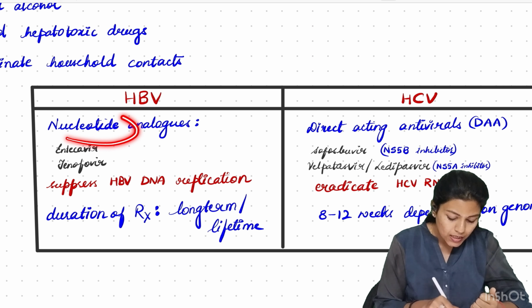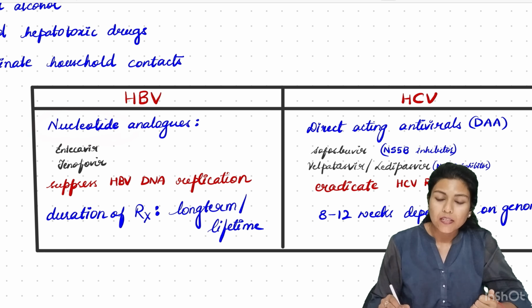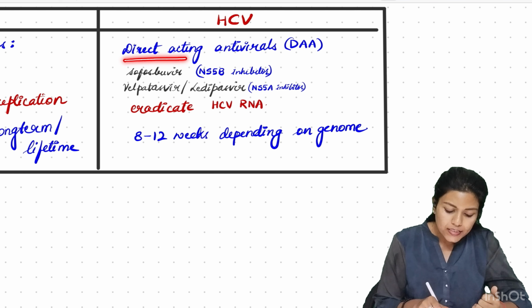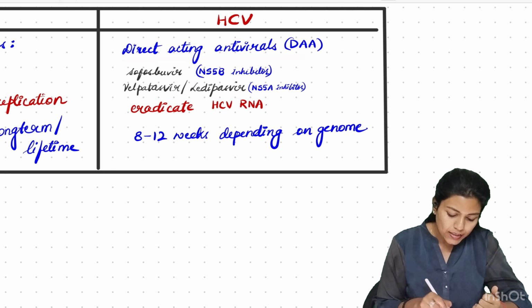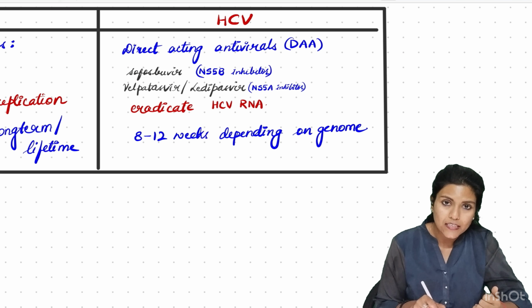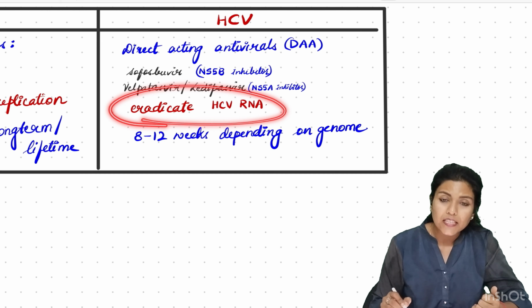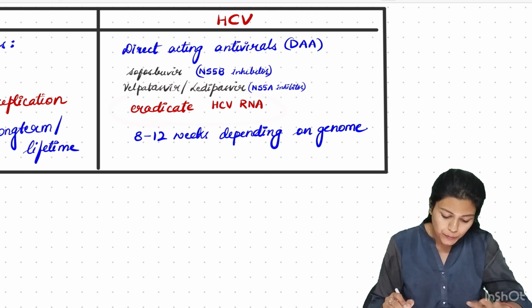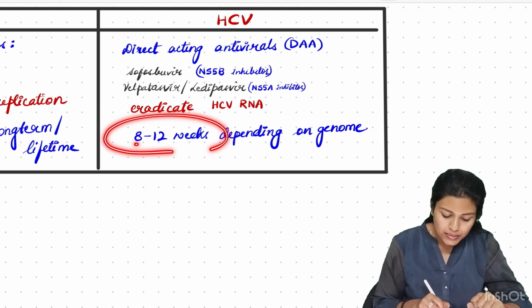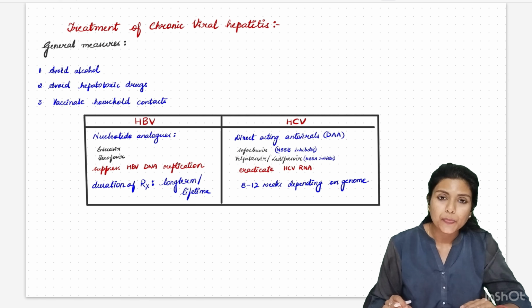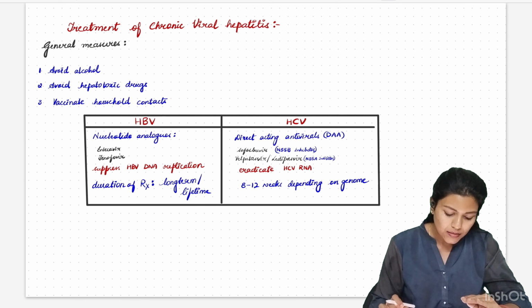So, nucleotide analogues are prescribed in hepatitis B virus, and for hepatitis C, direct acting antivirals are given, like sofosbuvir, that is an NS5B inhibitor, and NS5A inhibitors like velpatasvir and ledipasvir. This will eradicate the HCV RNA, they will directly eradicate the genome, and the course of this treatment is 8 to 12 weeks depending on the genotype. This is about the treatment part of chronic viral hepatitis.